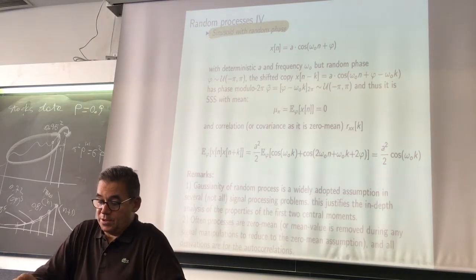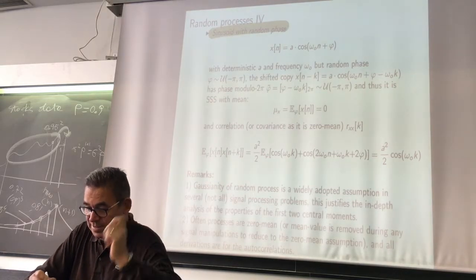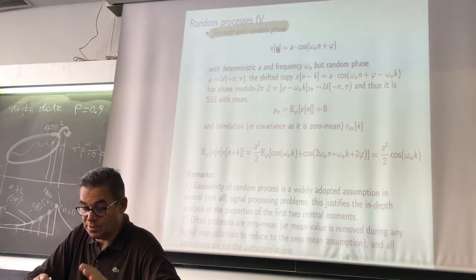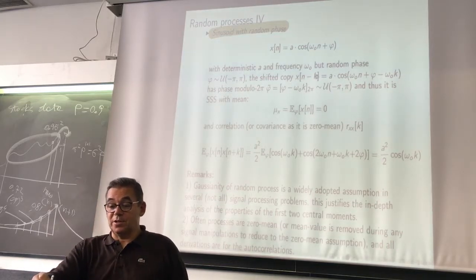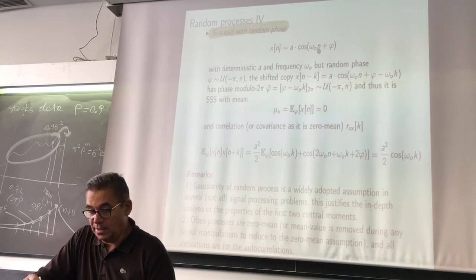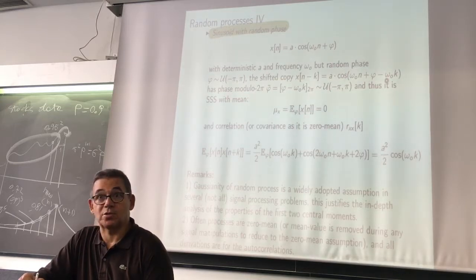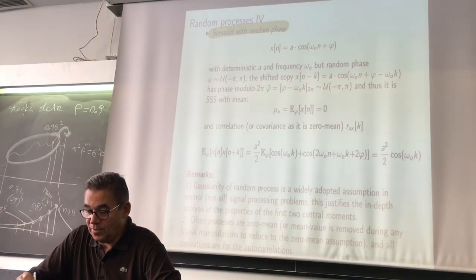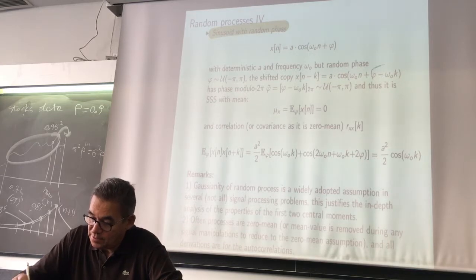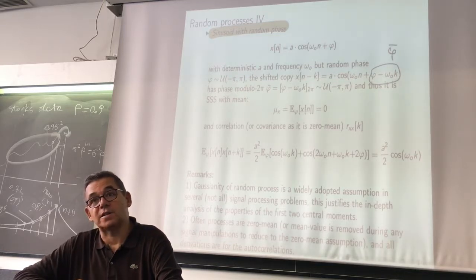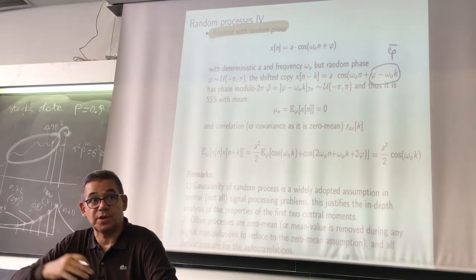Now, first of all, let's take this signal shifted. So let's shift by an arbitrary k samples. If I shift by k samples, what happens is that I have a cosine with omega 0 n plus phase minus omega 0 k. Now, k is arbitrary. If I look at the phase here, the new phase is this one. So this phi naught is the phase phi minus something.